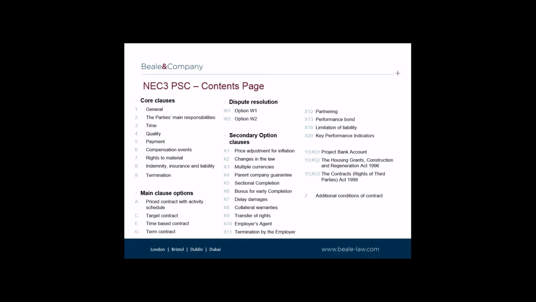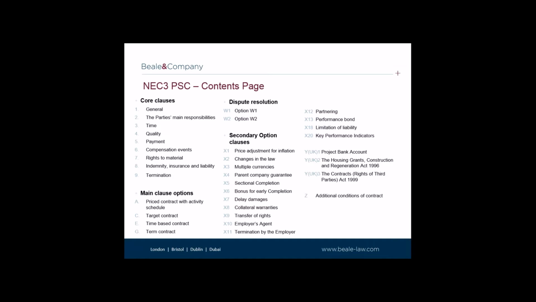The secondary option clauses, or X clauses, are also set out on this slide. These offer a number of options which effectively allow the contract to be tailored to the specific needs of the project, but using standardized drafting, which can be quite helpful. As mentioned earlier, there are also some Y clauses which deal with such things as project bank accounts and the necessary Construction Act drafting and the Third Party Rights Act drafting.